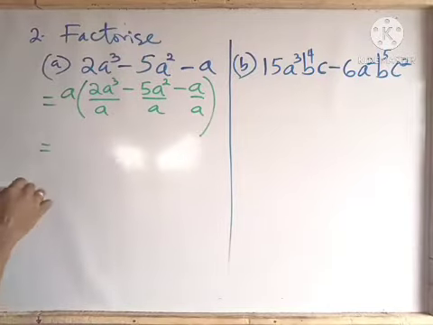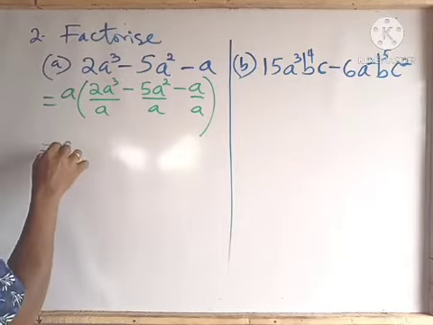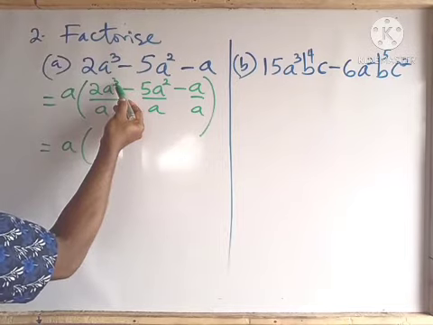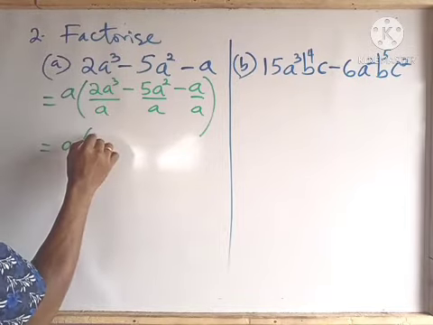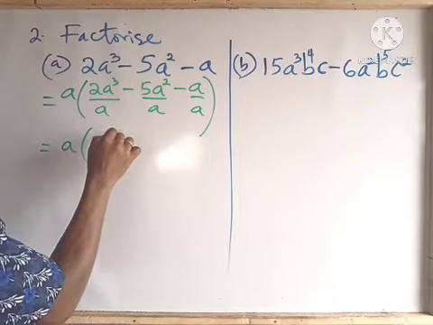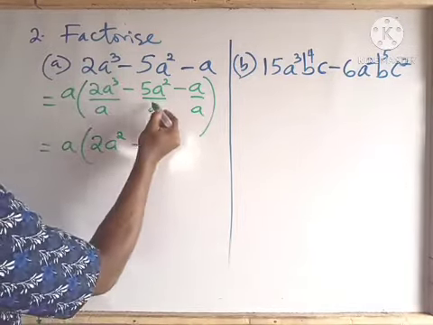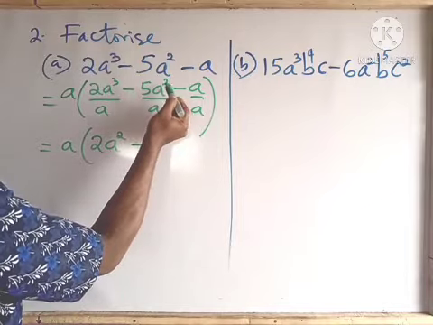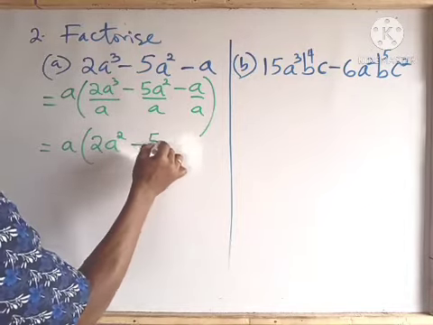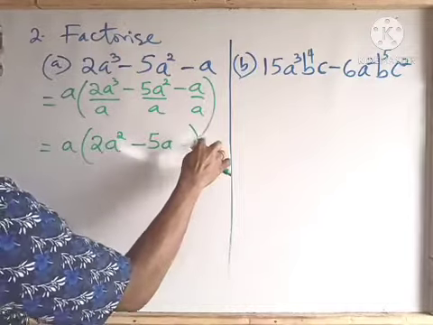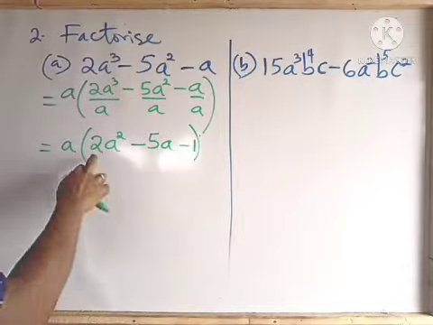So we have a. This a, we cut 1a from here. We have 2 a's left, so we have 2a squared. Then minus a here, we cut 1a from here. We have one single a left. 5a minus a, we cut a to give us 1. So this is the answer. You see, there's nothing common again in that bracket.